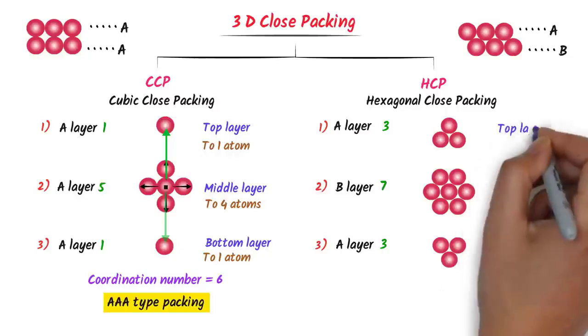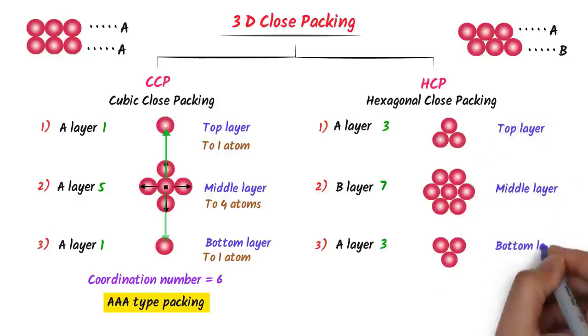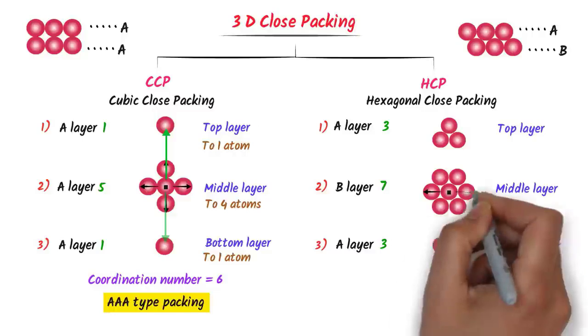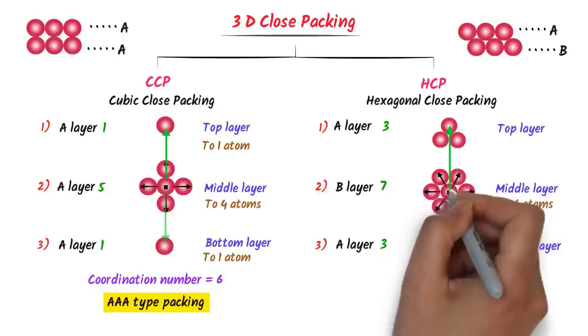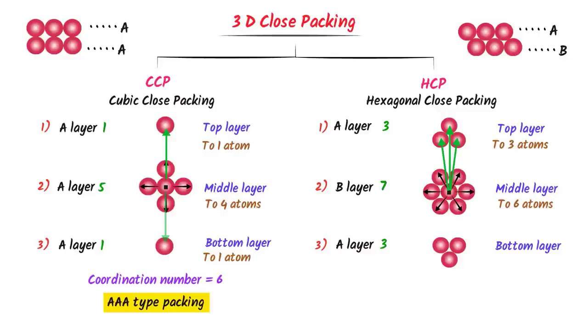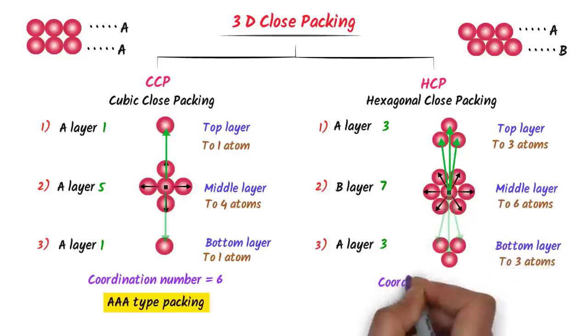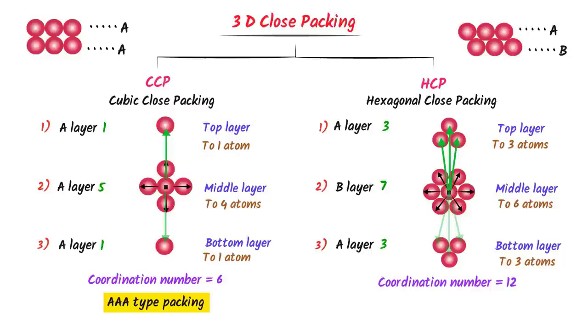Here, this is the top layer, middle layer and bottom layer. Now this sphere is bonded to 6 other spheres of its own layer. Also, it is attached to 3 spheres of the top layer and 3 spheres of the bottom layer. So its coordination number is 12. We can see that there are AB layers, so we call this ABA arrangement. Thus, note down this 3D close packing, which a lot of students are not understanding.